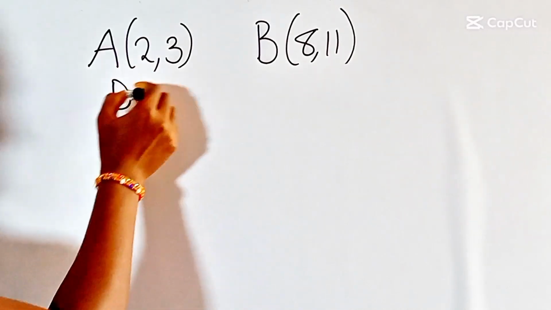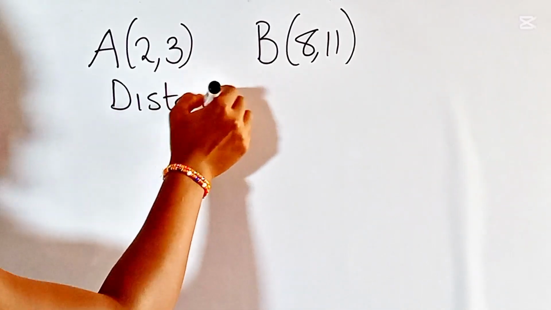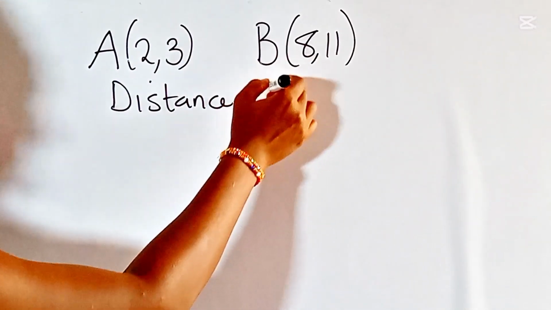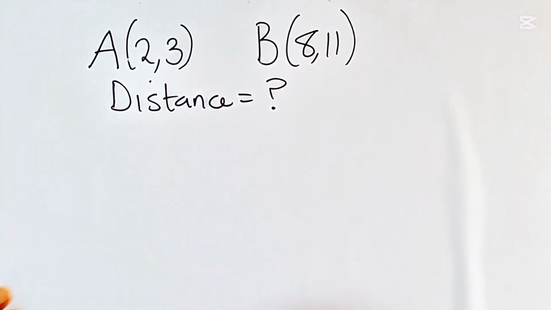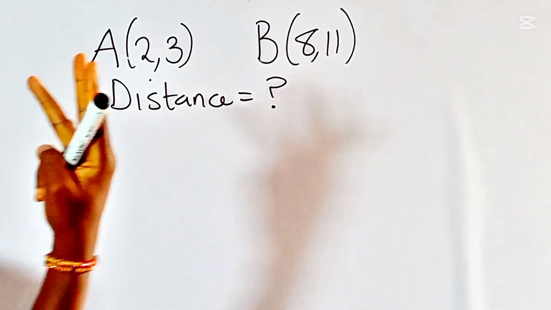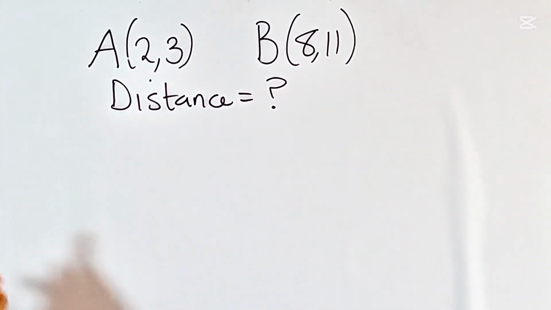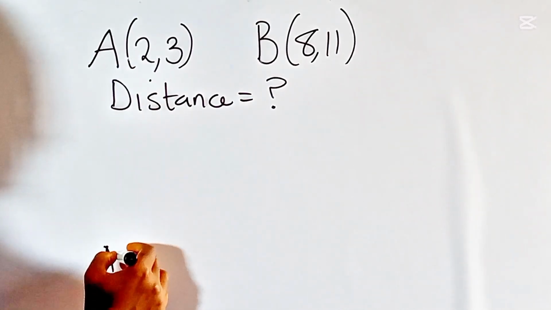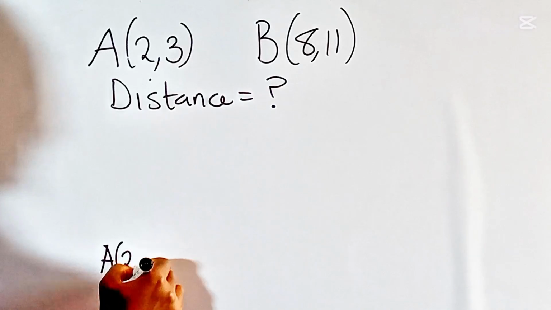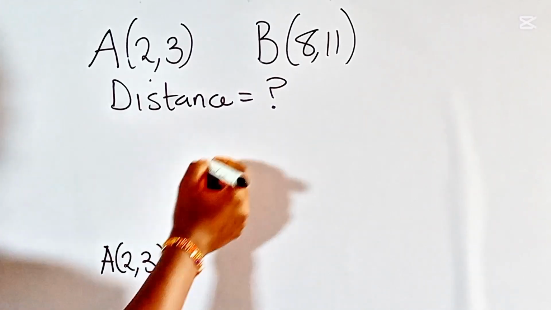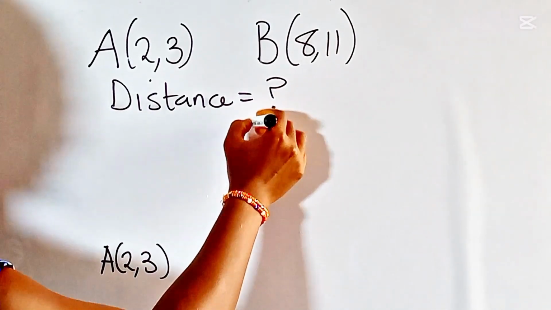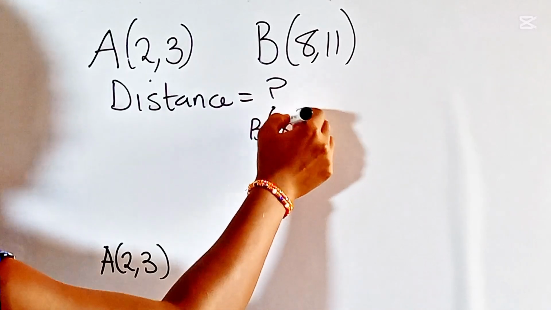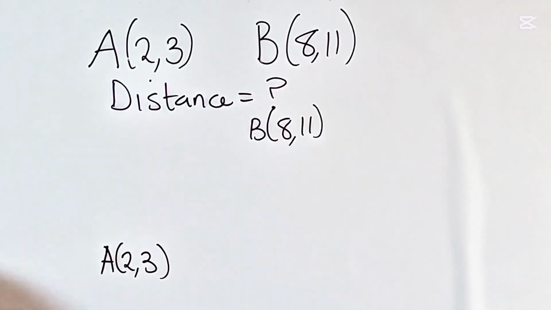If you only know one way to find the distance between these 2 points, you are not done. There are 3. So let's start with that which you can see. We have point A, which is (2, 3), and we have point B, which is (8, 11).